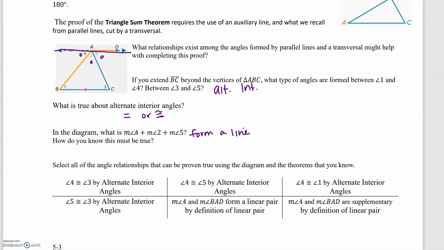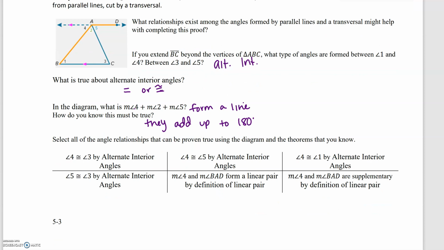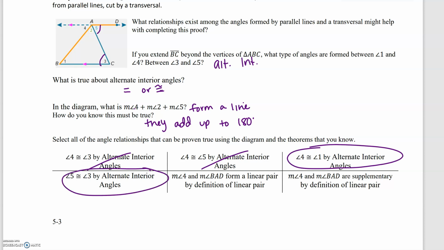And so what do we know must be true about them? They add up to 180 degrees since they form a line. So now if we go through 4 and 3, we're going to circle whichever ones would be true from our picture. Are 4 and 3 alternate interior angles? No. Are 4 and 5 alternate interior angles? No. Are 4 and 1? Yes. Are 5 and 3? Yes.